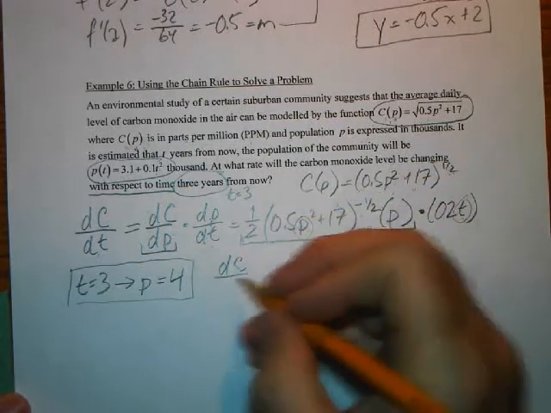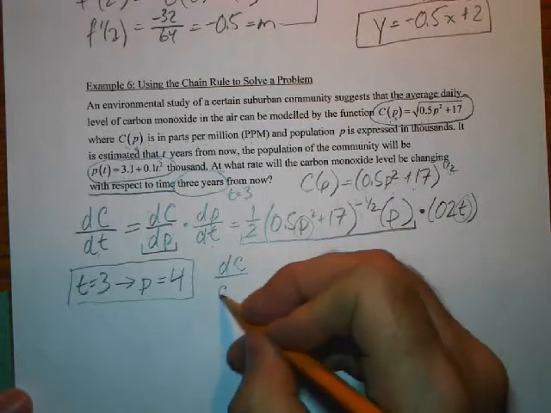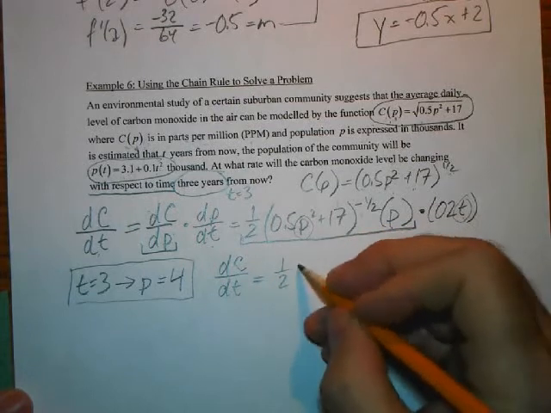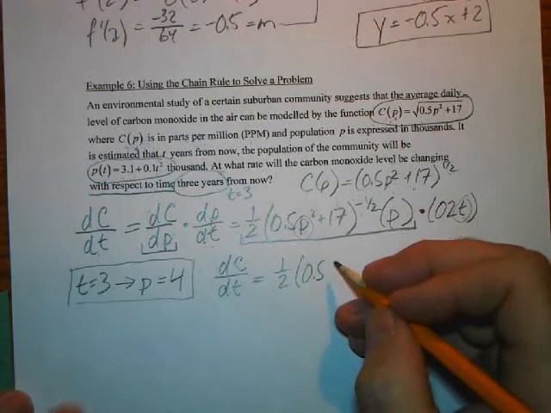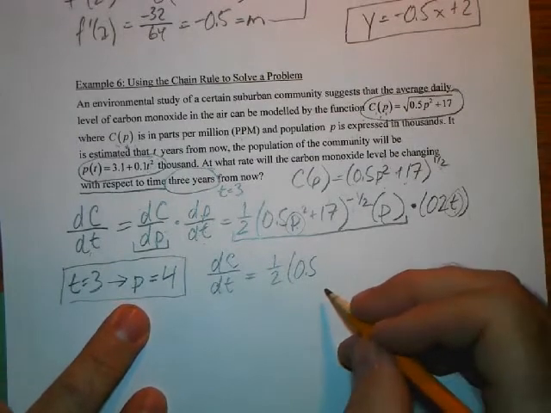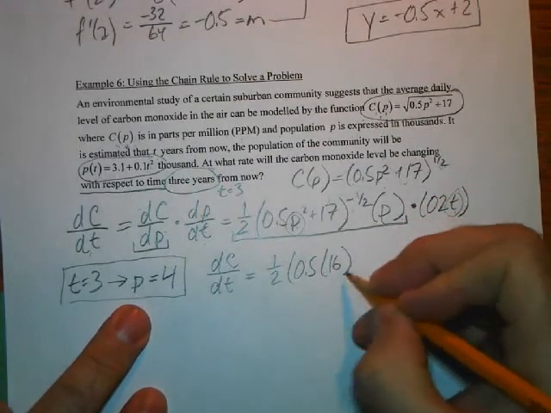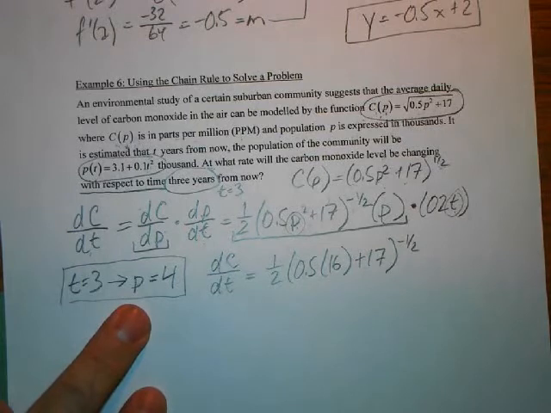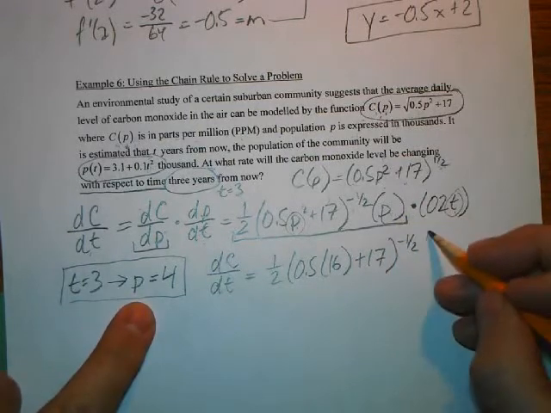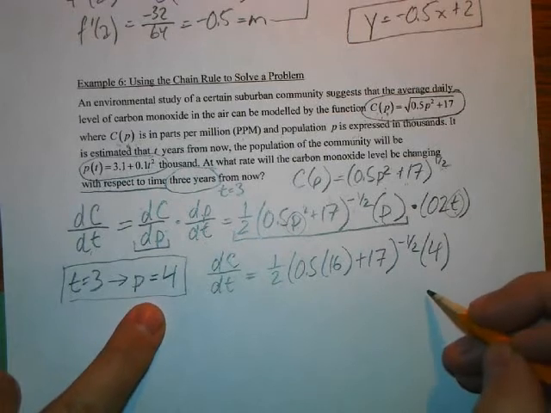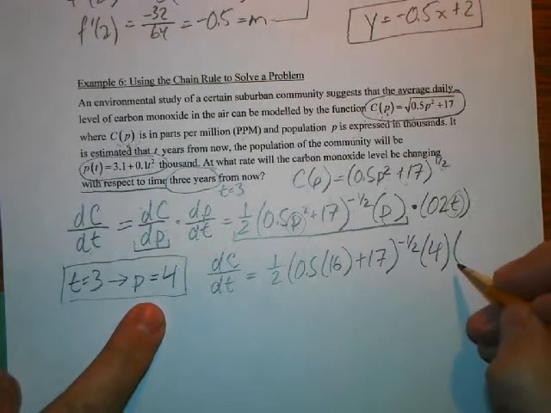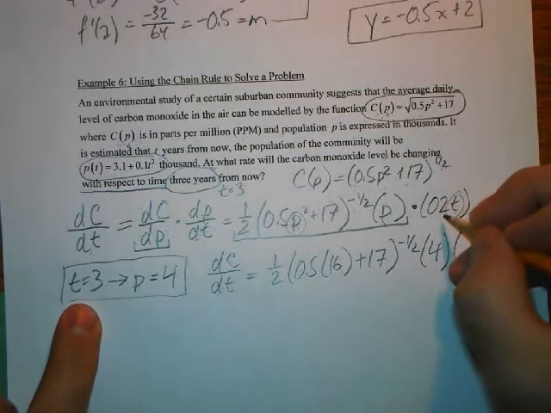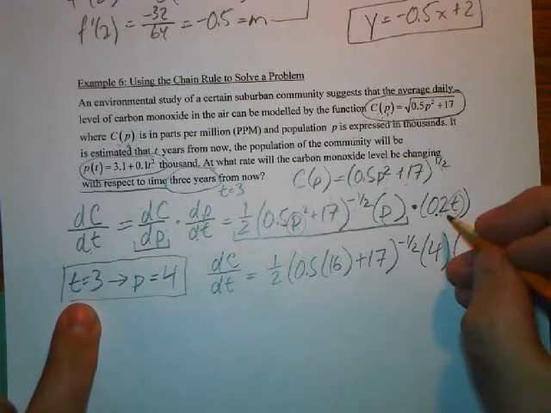So I know the derivative of carbon monoxide with respect to time is going to be equal to, and now I'm going to plug in my values here, 1/2 times 0.5 p squared, so that's 16, plus 17 to the negative 1/2, times the p is 4 here, so I multiply that by 4, times 0.2 times t, so that's a 3. Sorry, I forgot my decimal here. 0.2 times 3 is 0.6.